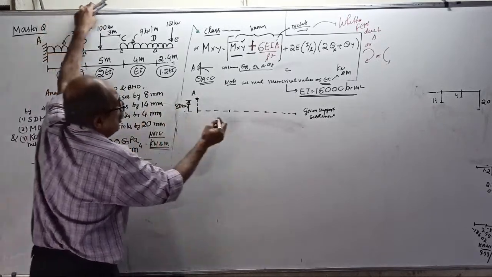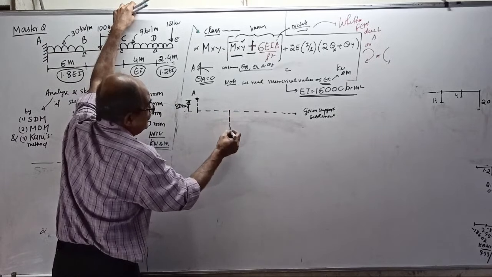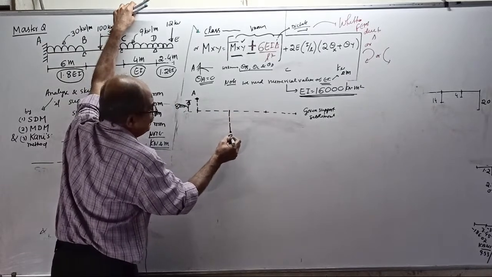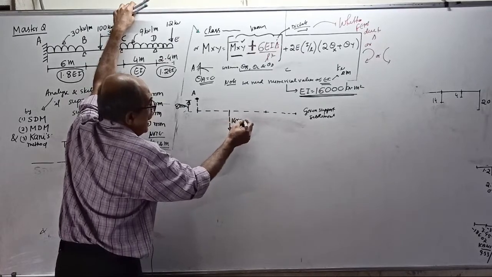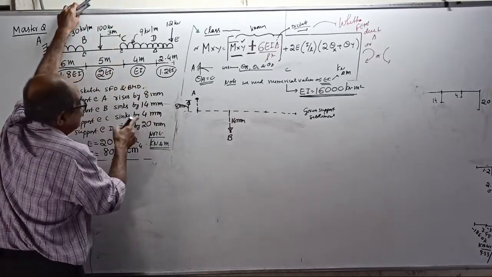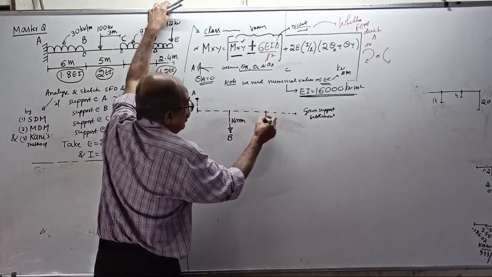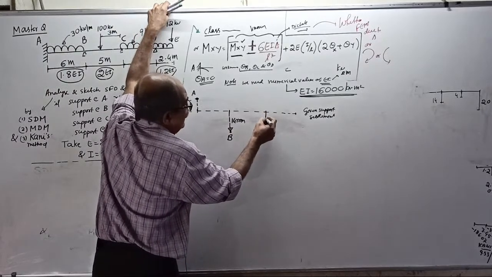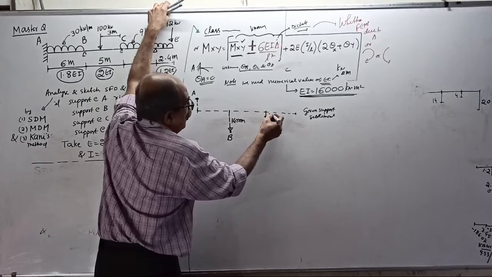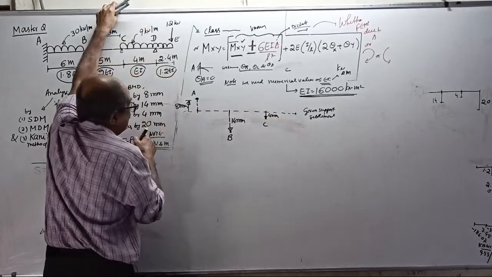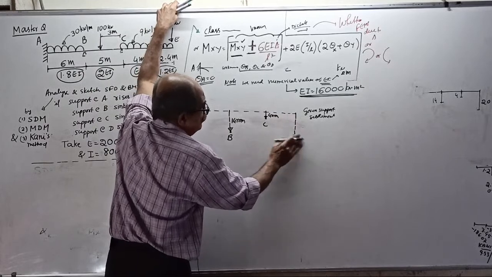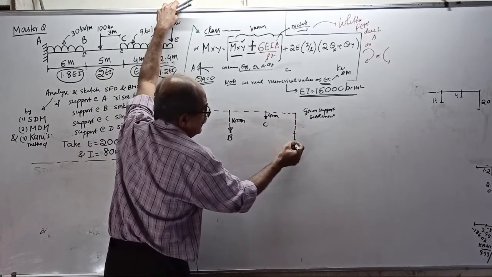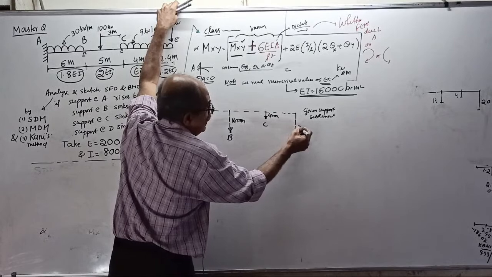B sinks by 14 mm. So your B comes here, sinks down by 14 mm. Master question. C sinks by 4 mm. Okay, that's all. C comes here. This is only 4 mm. D sinks by 20 mm. D comes here, a little further down. Okay, no problem. D comes here, down by 20 mm.